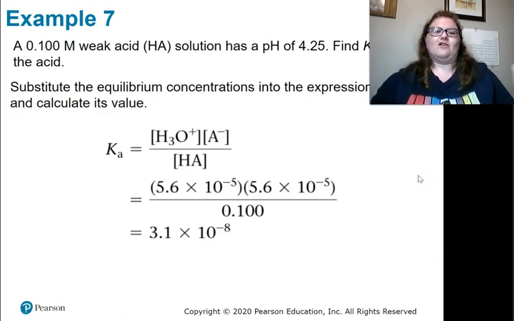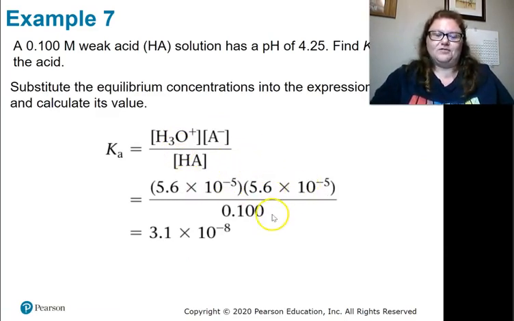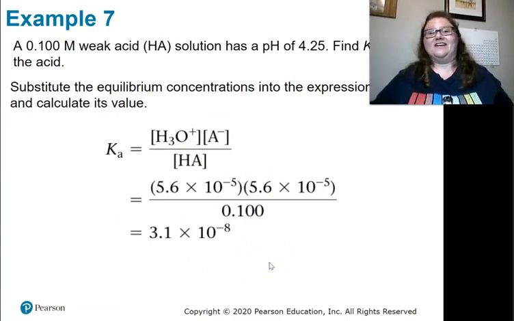So now we can plug this all into Ka. We write our products over reactants, we plug in our equilibrium values, and we get 3.1 times 10 to the negative 8. Hey, that's what they wanted, so we're done.